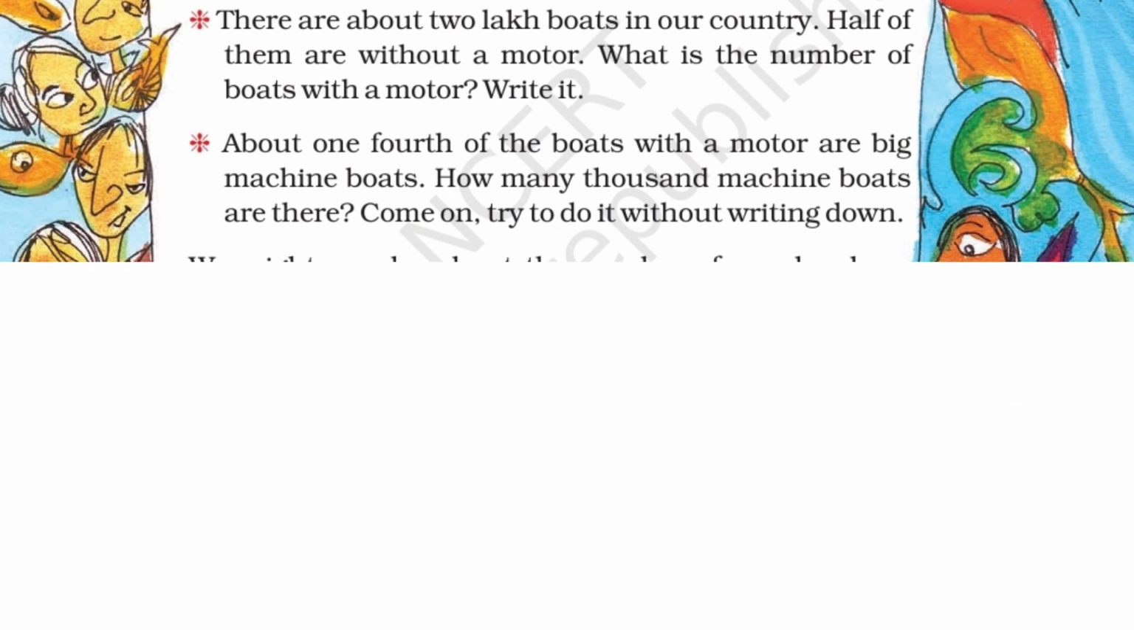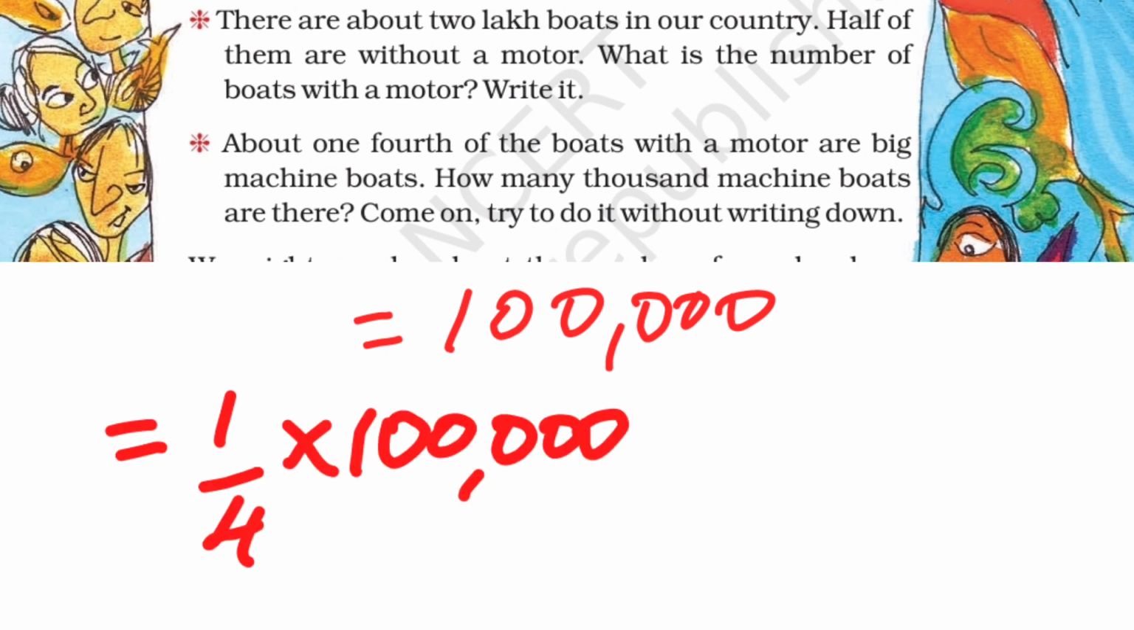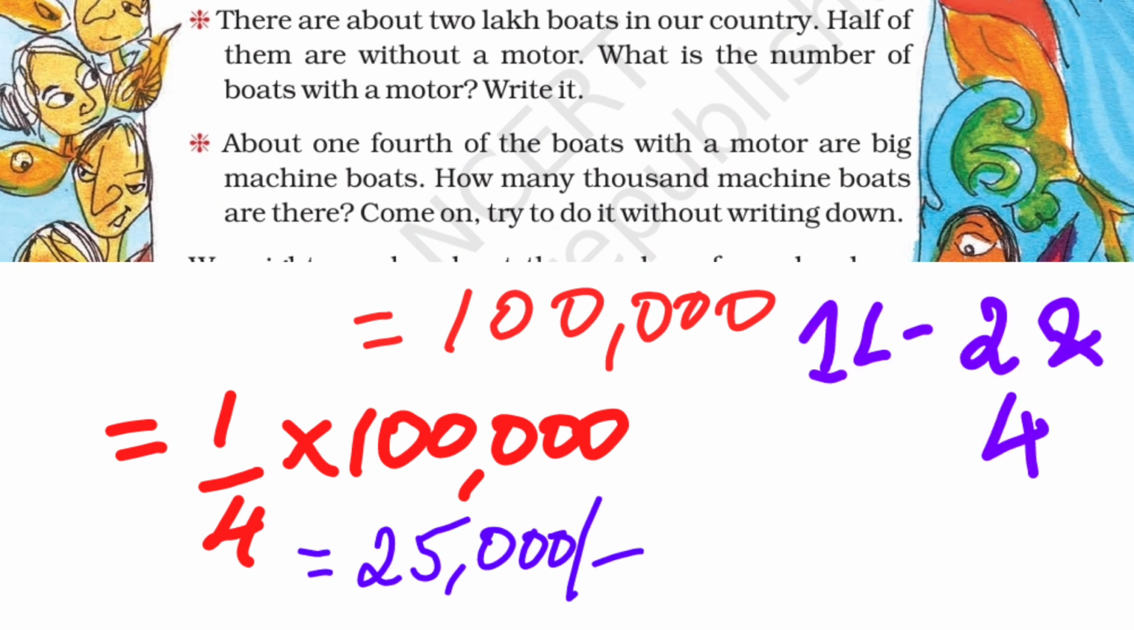Now let's come back to the question. About 1/4 of boats with a motor are big machine boats. We already know the number of motor boats, which is 1 lakh. Now we need to find 1/4 of it. So 1/4 of 1 lakh is 25,000, because 4 times 25,000 makes 1 lakh. So 1/4 of 1 lakh is 25,000.